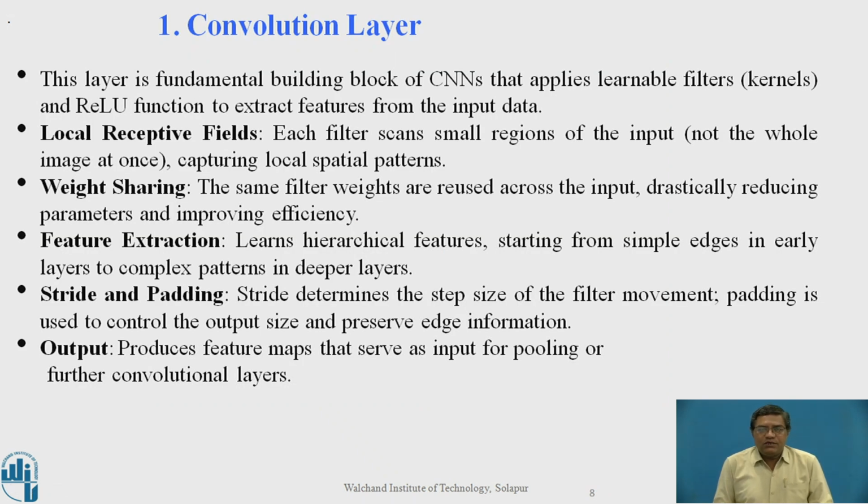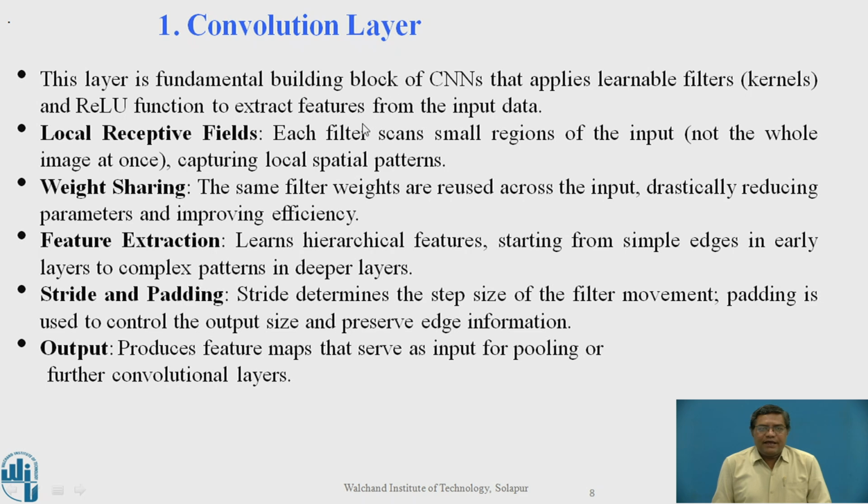So let us start with the first layer, that is the convolutional layer. This is a fundamental building block of the CNN that applies learnable filters and the ReLU function to extract features from the input data. For detecting a particular feature in the input, we can apply filters. The filter produces a feature map, and this feature map highlights the particular feature present in that image.